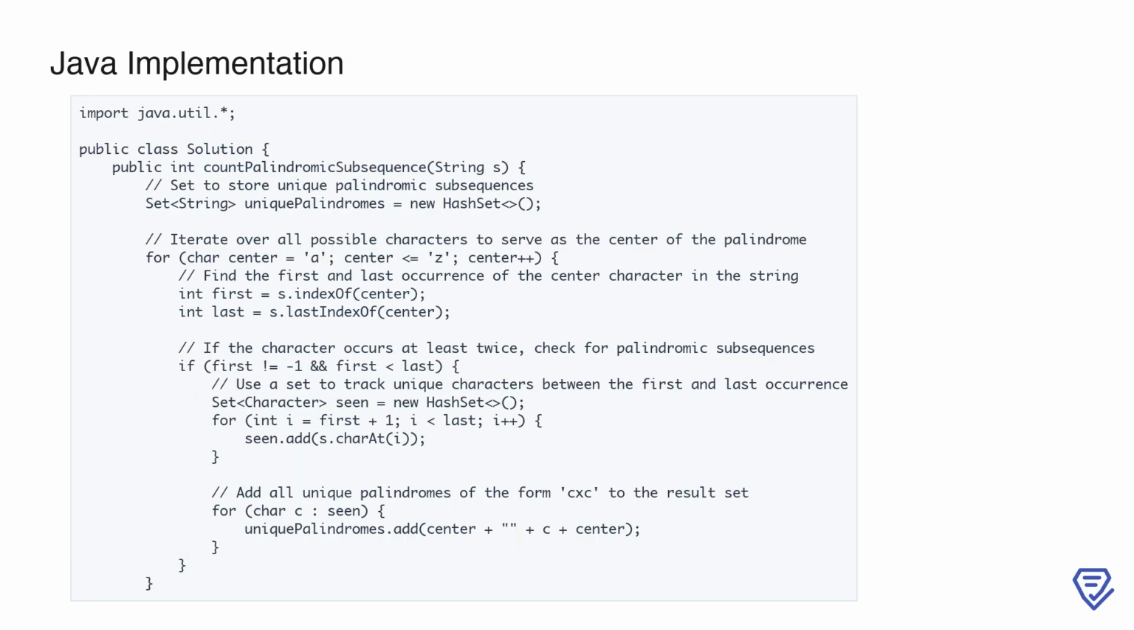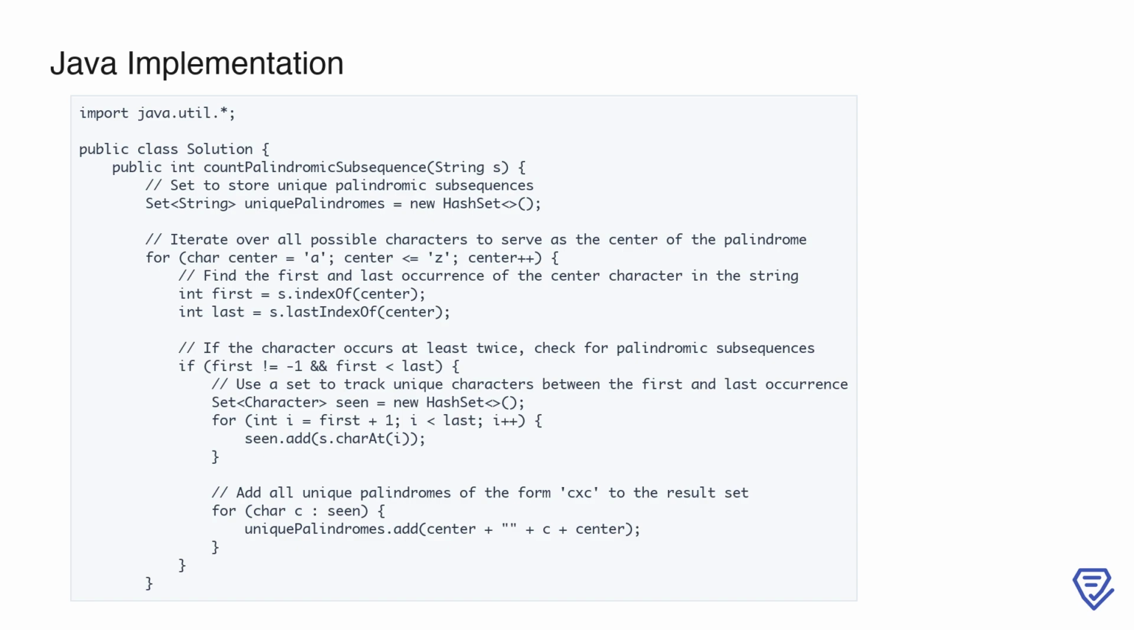Here, we begin the Java implementation by importing the necessary utilities. The solution is encapsulated within a class named Solution and a method called countPalindromicSubsequence. This method is designed to count unique palindromic subsequences of length 3 in a given string. To achieve this, we use a hash set called uniquePalindromes to store these subsequences, ensuring no duplicates are counted.